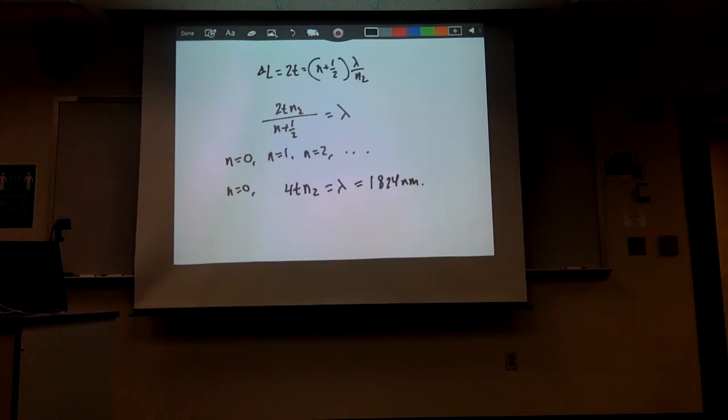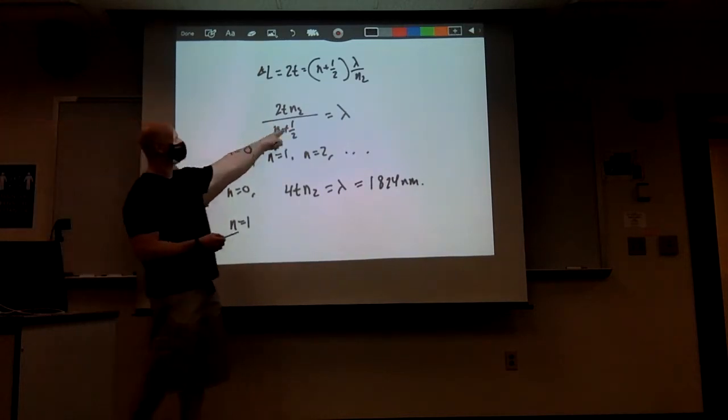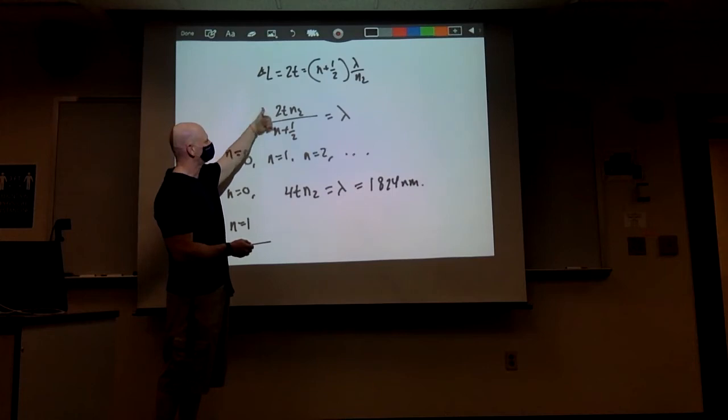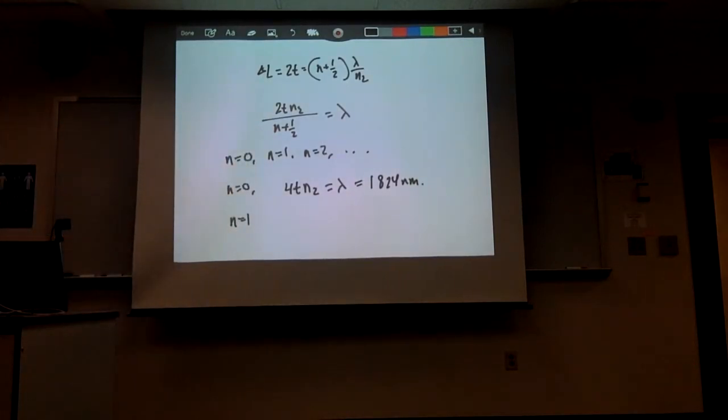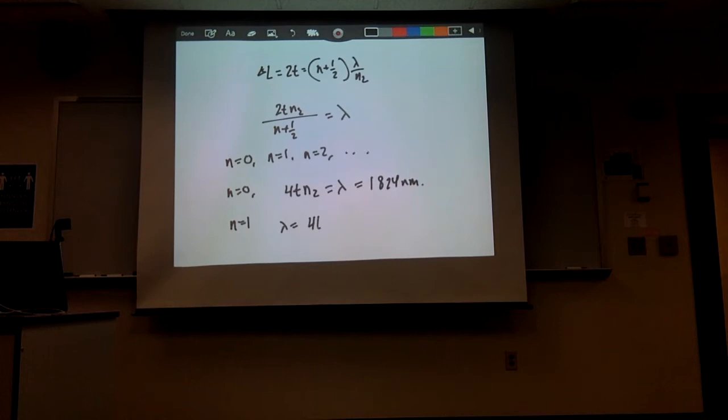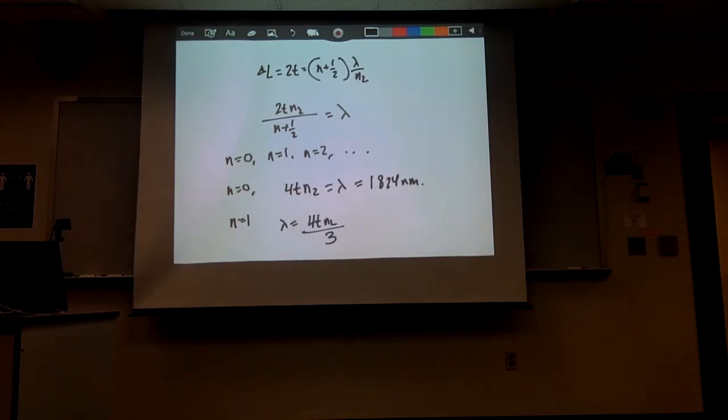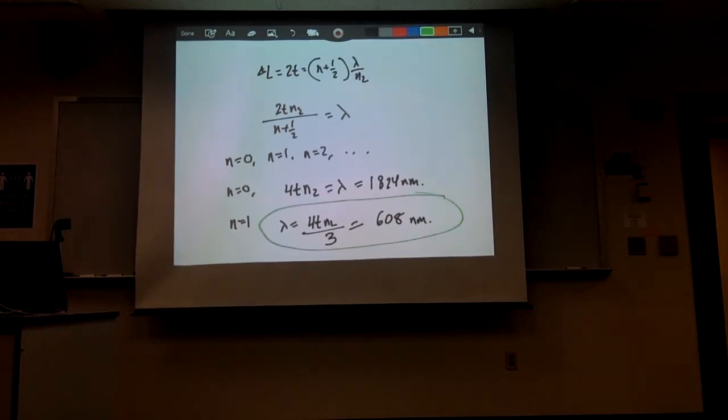Is that in the visible spectrum? No. So in this case, I have to work at n is equal to 1. If I do n is equal to 1, this is going to become 3 halves, so it'll move to the top. So it's going to become 4 up here and 3 divided by the bottom. In this case, my wavelength is going to be 4 times the thickness times n2, all divided by 3. Plug in that. What I find is this works out to be about 608 nanometers. Is that inside of the visible spectrum? Yes. So in this case, the wavelength has to correspond to n is equal to 1, which would be 608 nanometers.